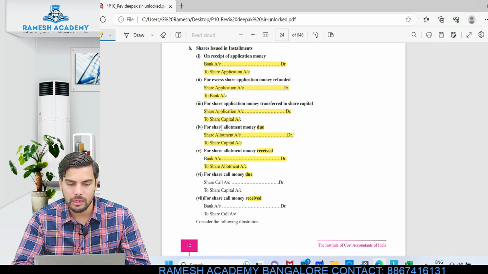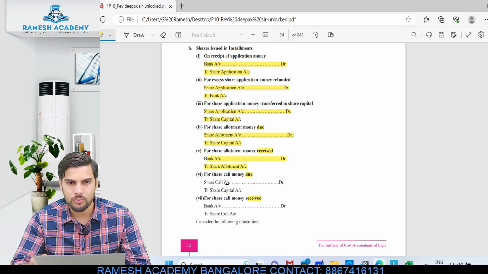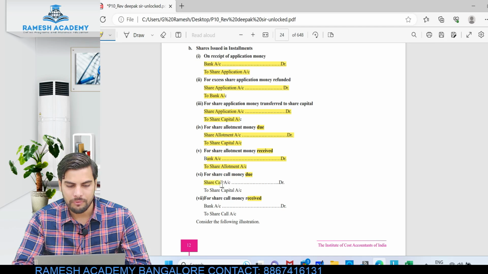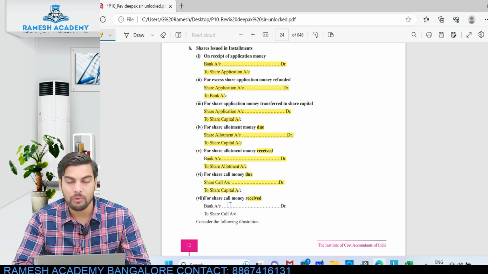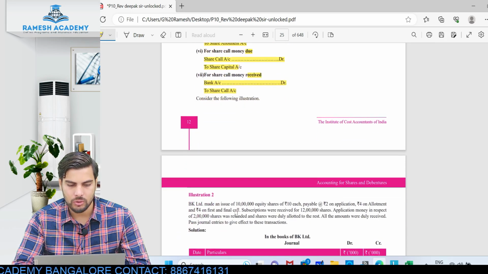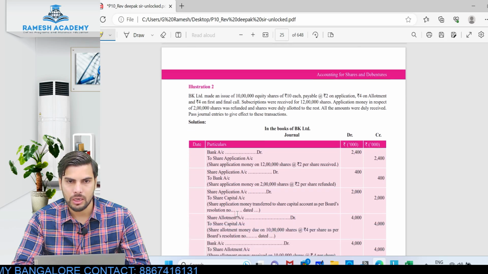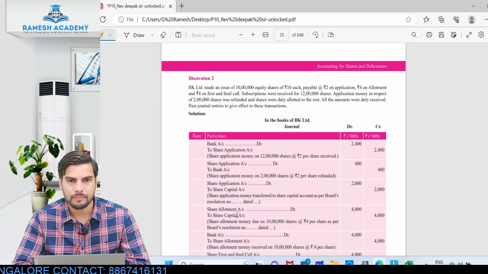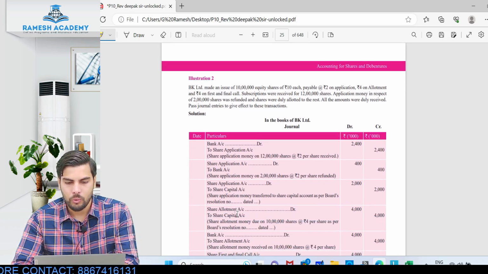What would be the due entry? Instead of calling it share allotment, here call it share call account. Whether it is first call, second call, depending upon the illustration. So share first and final call account debit to share capital. When I actually receive, bank account debit to share first and final call. So these would be the basic journal entries. Is this clear? So we'll stop over here.